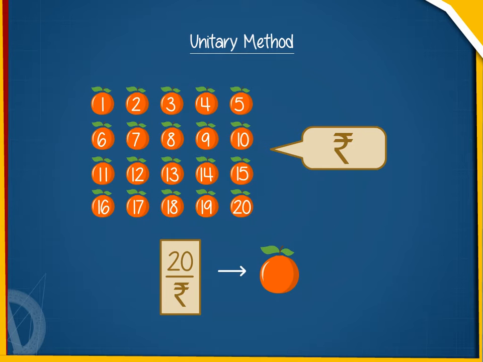This method of calculating the value of one unit and then the value of the required number of units is known as unitary method. Let us take an example.